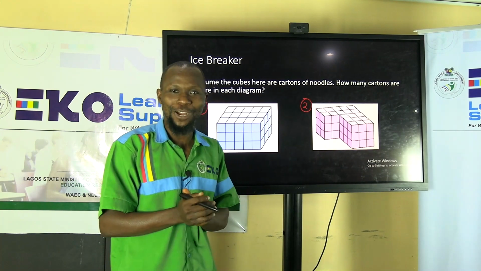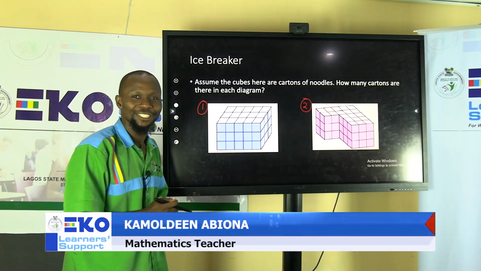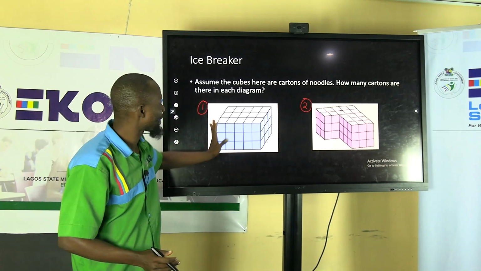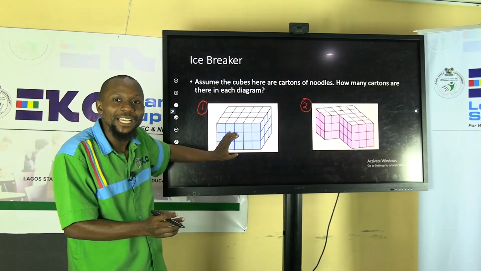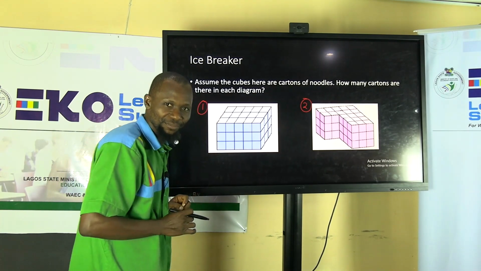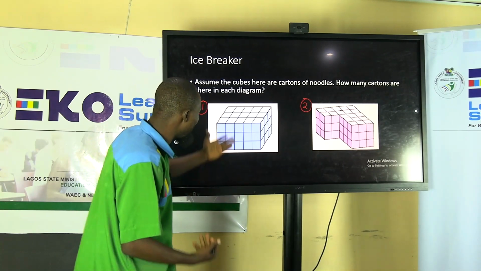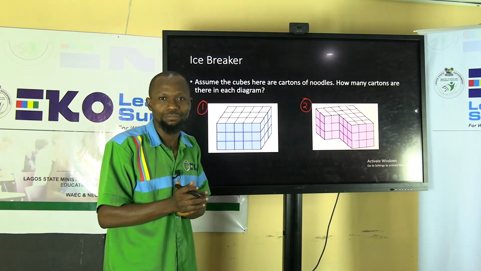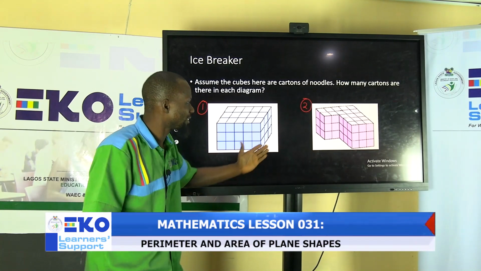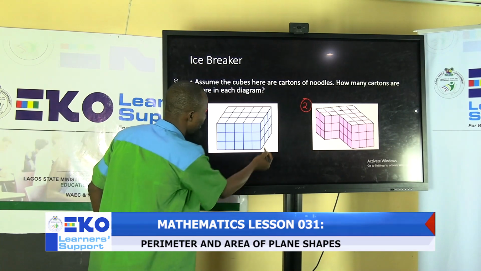Yes, I hope you have done that. What's the answer? Interesting. So let's look at it. Using mathematics, if you look at this, you realize that you cannot see all the cartons there. So how do you count it? That is where the knowledge of geometry in mathematics comes in. So how do we do that? The same thing here.